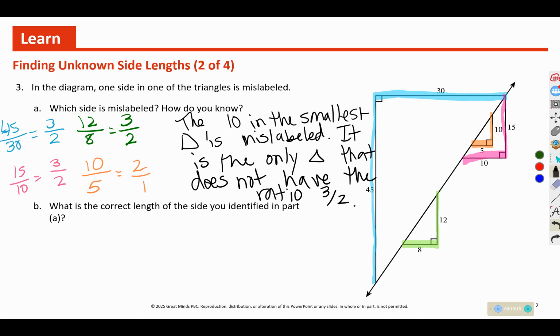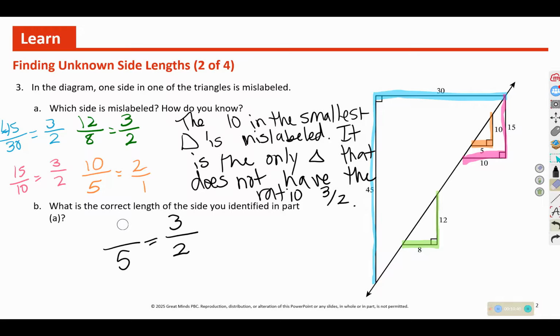Well, then what is the correct length of the side you identified in part A? So now we need to correct it. If we're saying that 5 is correct, what is the correct distance here? And we want it to be in the ratio 3:2.